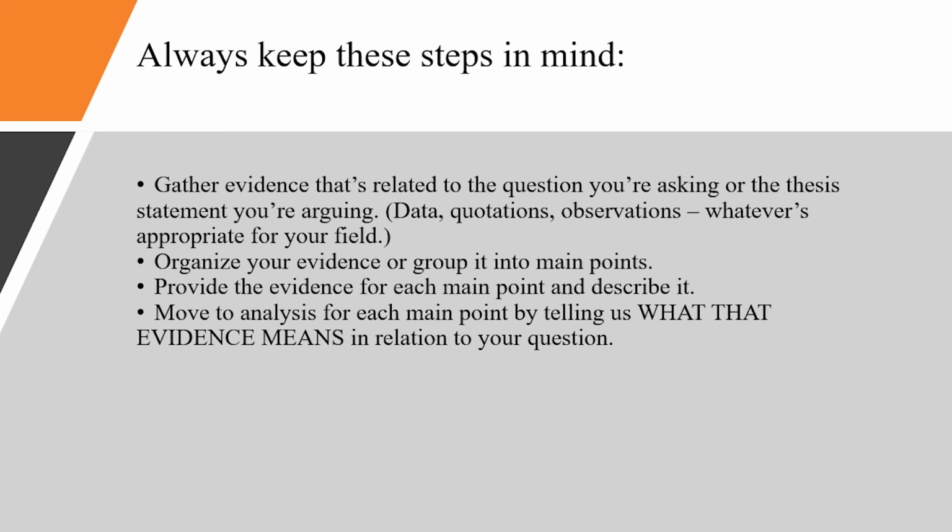So, to end, always keep these steps in mind when you are striving to gather evidence and to move from summary or description to analysis. Your first step is to gather evidence that's related to the question you're asking or the thesis statement you're arguing. Evidence can be in the form of data, quotations, observations, whatever's appropriate for your field. You then want to organize your evidence or group it into main points. Next, you want to provide the evidence for each main point in your paper, and you want to describe it.